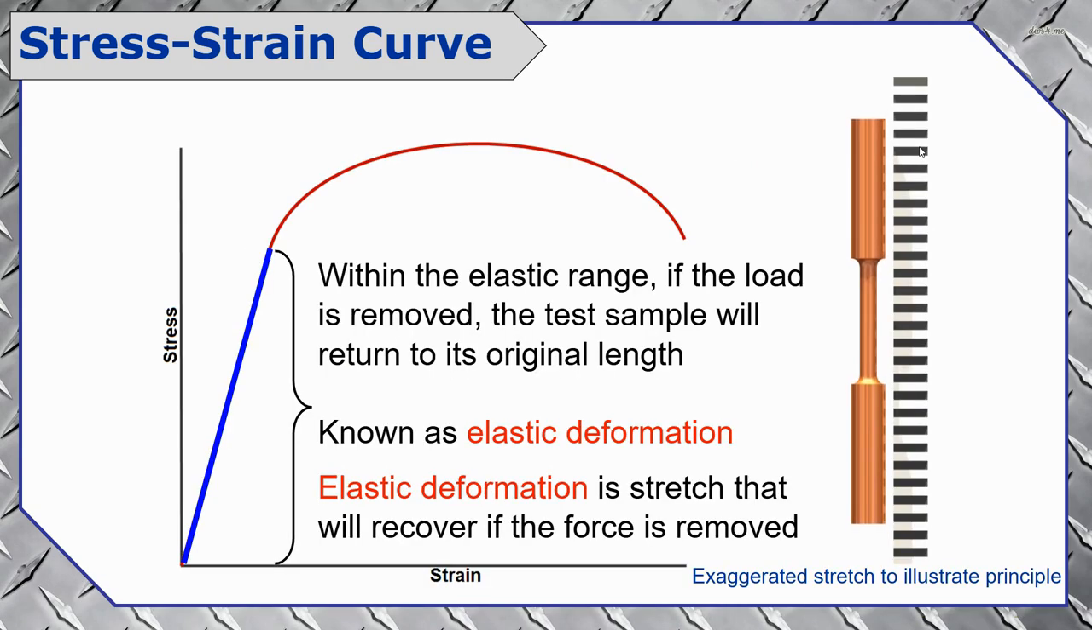Again, this elastic behavior is important. Within the elastic range, if the load is removed, the test sample will return to its original length. This is how engineers want materials to behave. They're going to stretch as forces are applied, but we want to make sure when the force is removed that the piece of material is going to go back to its original length, and we're not going to run into any issues with parts lengthening or stretching out of tolerance.